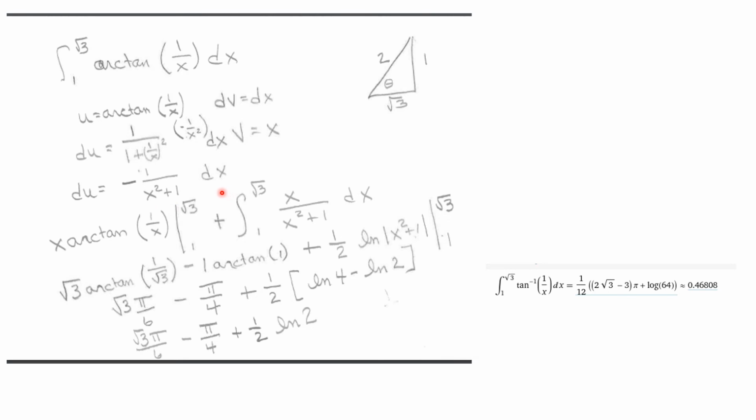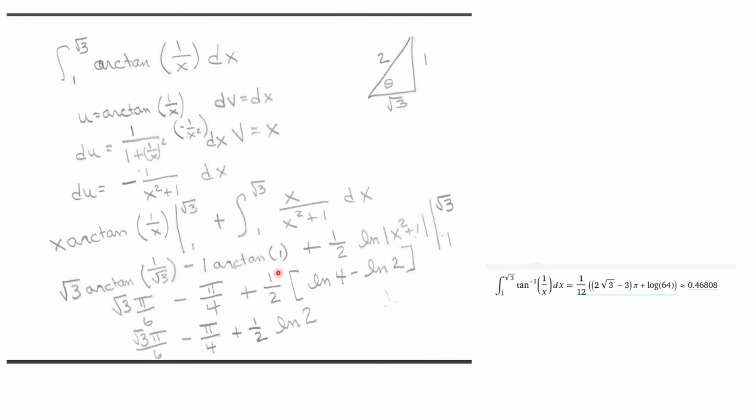So then you're going to do uv minus the integral of v du, and you'll get a minus here, so that makes that into a plus. You're just plugging numbers in here. So when you put 1 in, you will have minus pi over 4 for this. When you put square root of 3 in, you will get square root of 3 times pi over 6.